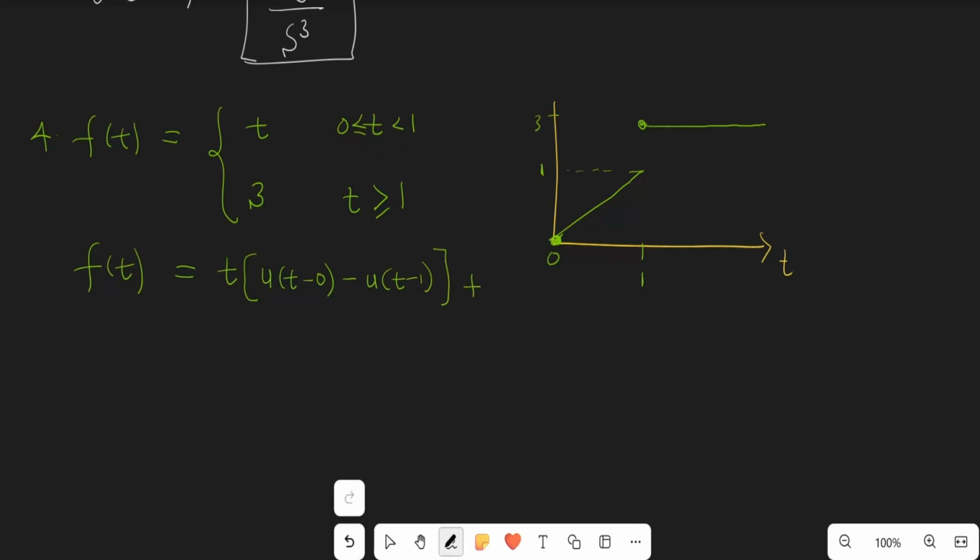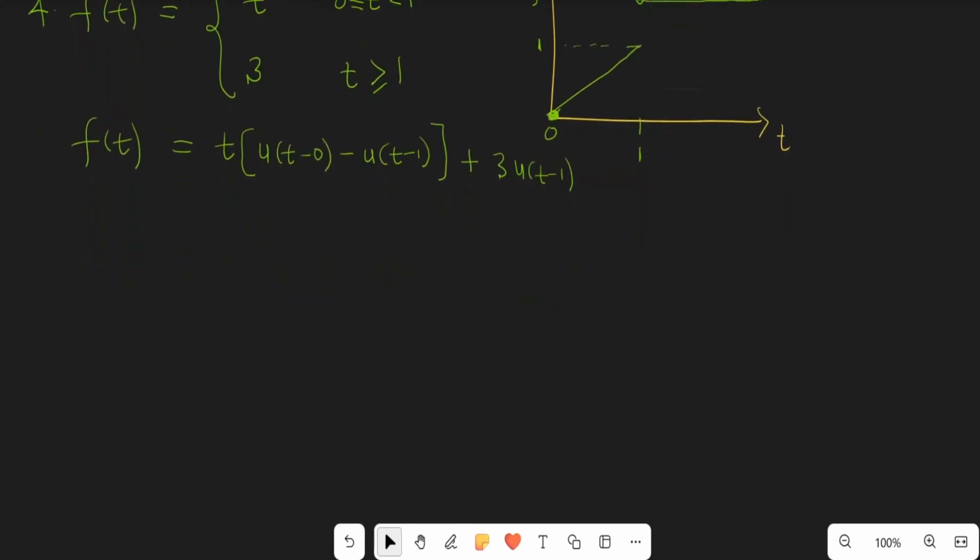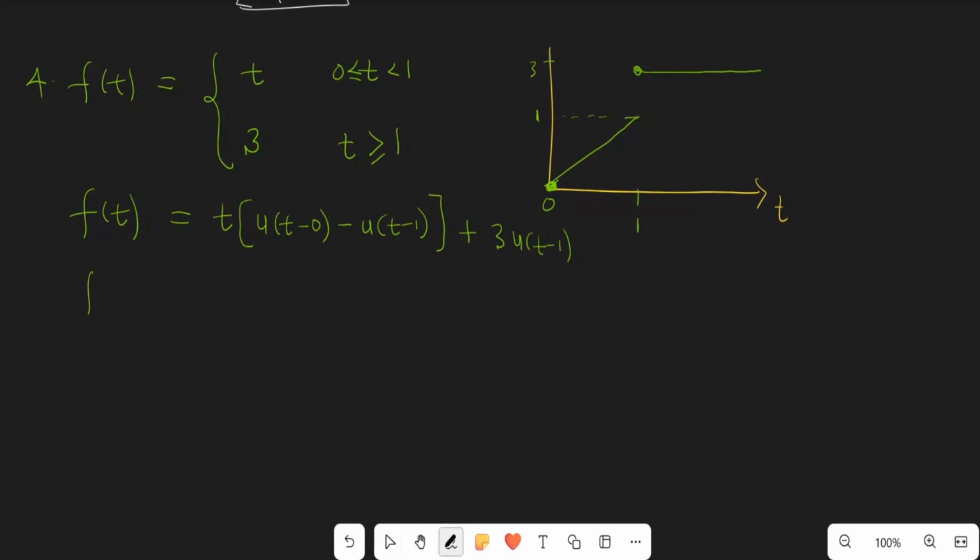Right, and now plus we are going to add something, that is 3 times the unit step function of t minus 1. So this is what we have. Now after this, we can solve this one quite nicely. Let's simplify this further. Let's distribute in the t. So we are going to have t multiplied by u of t minus 0, minus t multiplied by u of t minus 1, plus 3 u of t minus 1.